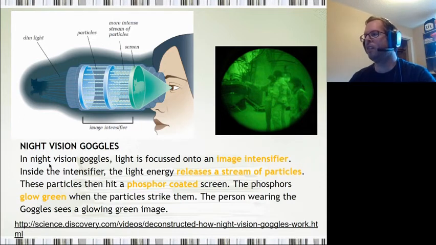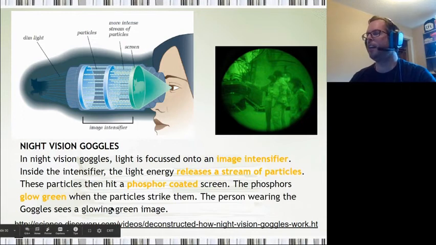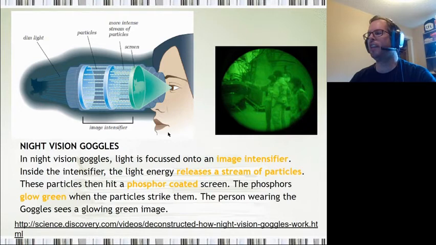But it's really cool. So light is focused onto this image intensifier. The light energy releases a stream of particles, electrons, that hit a phosphor-coated screen, and then they glow green. And basically, that's all I expect you guys to know. It's just that it's intensified. It takes a very dim image and actually makes it brighter using this technology.